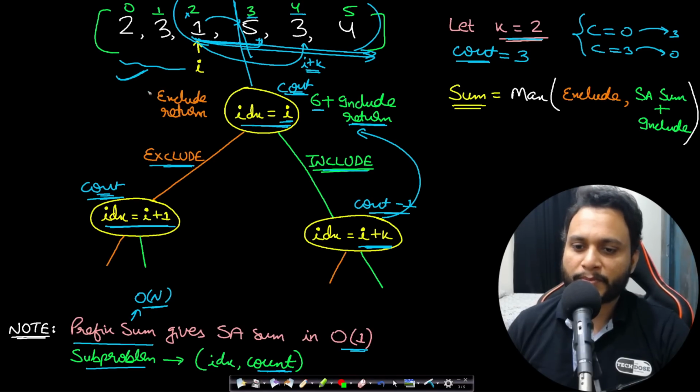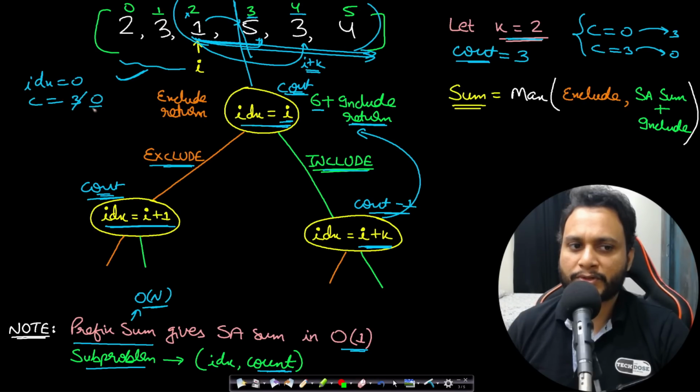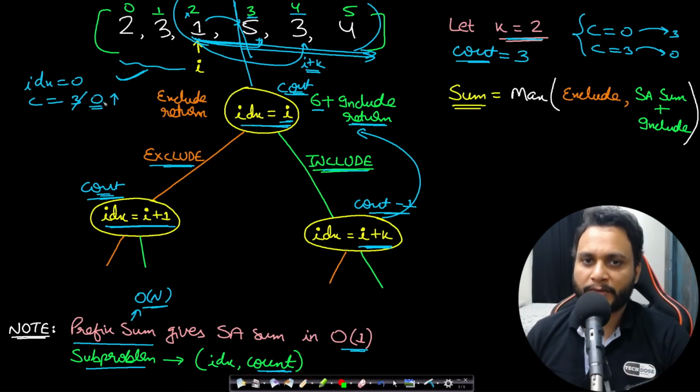So this will be the sub problem, right? So what will be the answer? The answer will be when the index is equal to 0 and the count is equal to 3, or you can say the count is equal to 0, because I will be using count equal to 0 and going up to 3. When I include one subarray, I will be increasing the count. So this will be the entire problem.